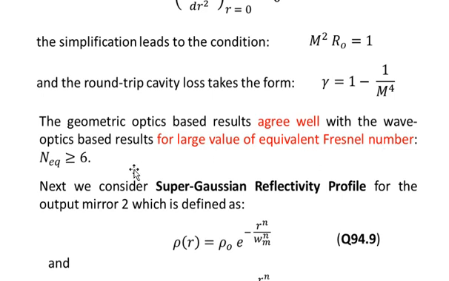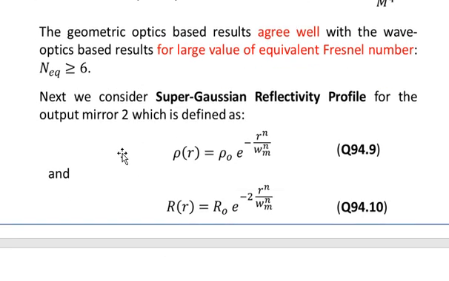So you see that up till now we have discussed only the Gaussian profile reflectivity of the mirror M2. Next, we consider the super Gaussian reflectivity profile for the output mirror 2, which is defined as follows. Similarly, as in the case of the Gaussian function, we define the super Gaussian reflectivity profile for mirror 2 as rho of r is equal to rho naught e to the power minus r to the power n over Wm to the power n. And this is shown in equation number 9.